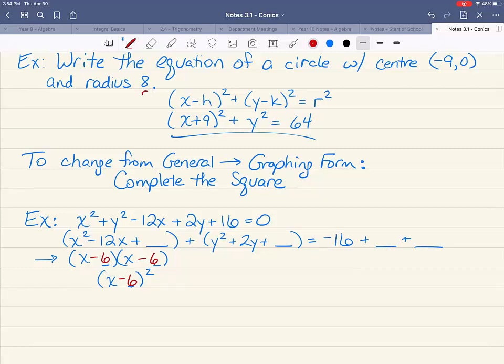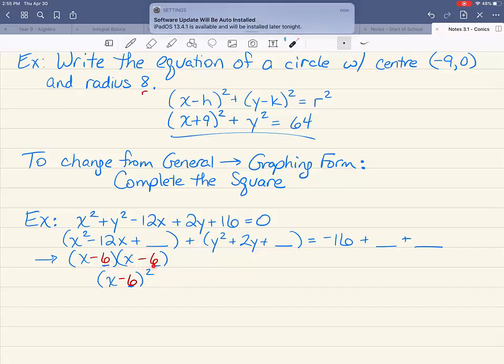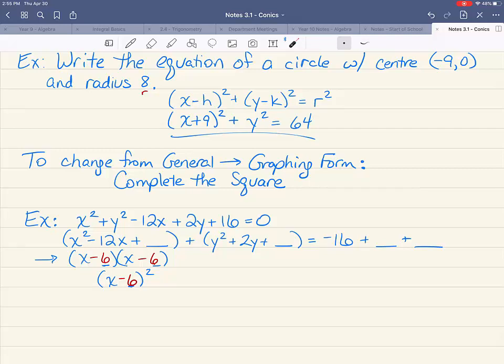Now, what number has to go here so that when I remultiply this out, it will create this right here? So that would be x² − 6x − 6x gives me the minus 12x. What do these two terms multiply to be? They multiply to be 36. Okay, since I'm adding 36 to this side of the problem, I have to add 36 to the other side. All right, let's do the second bracket. These two have to be the same.